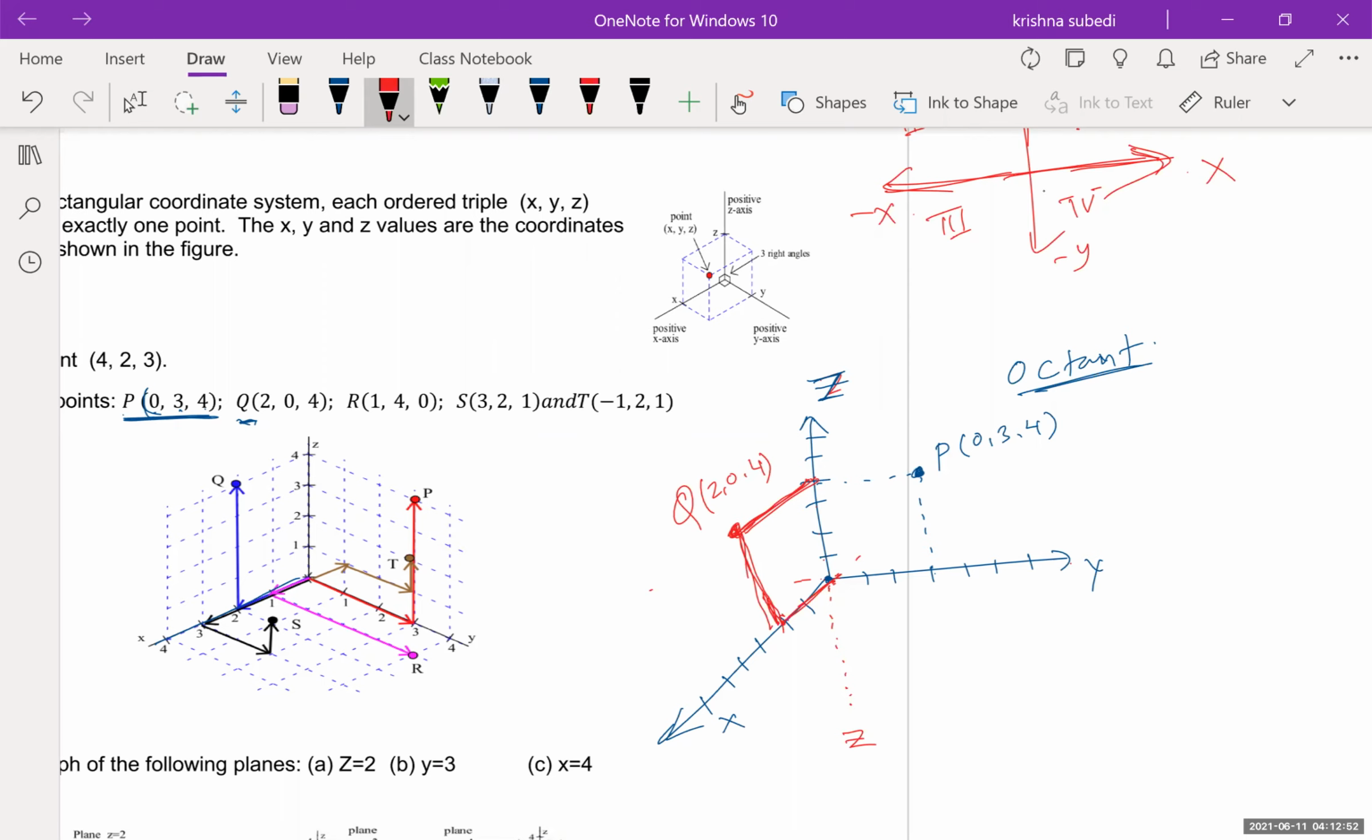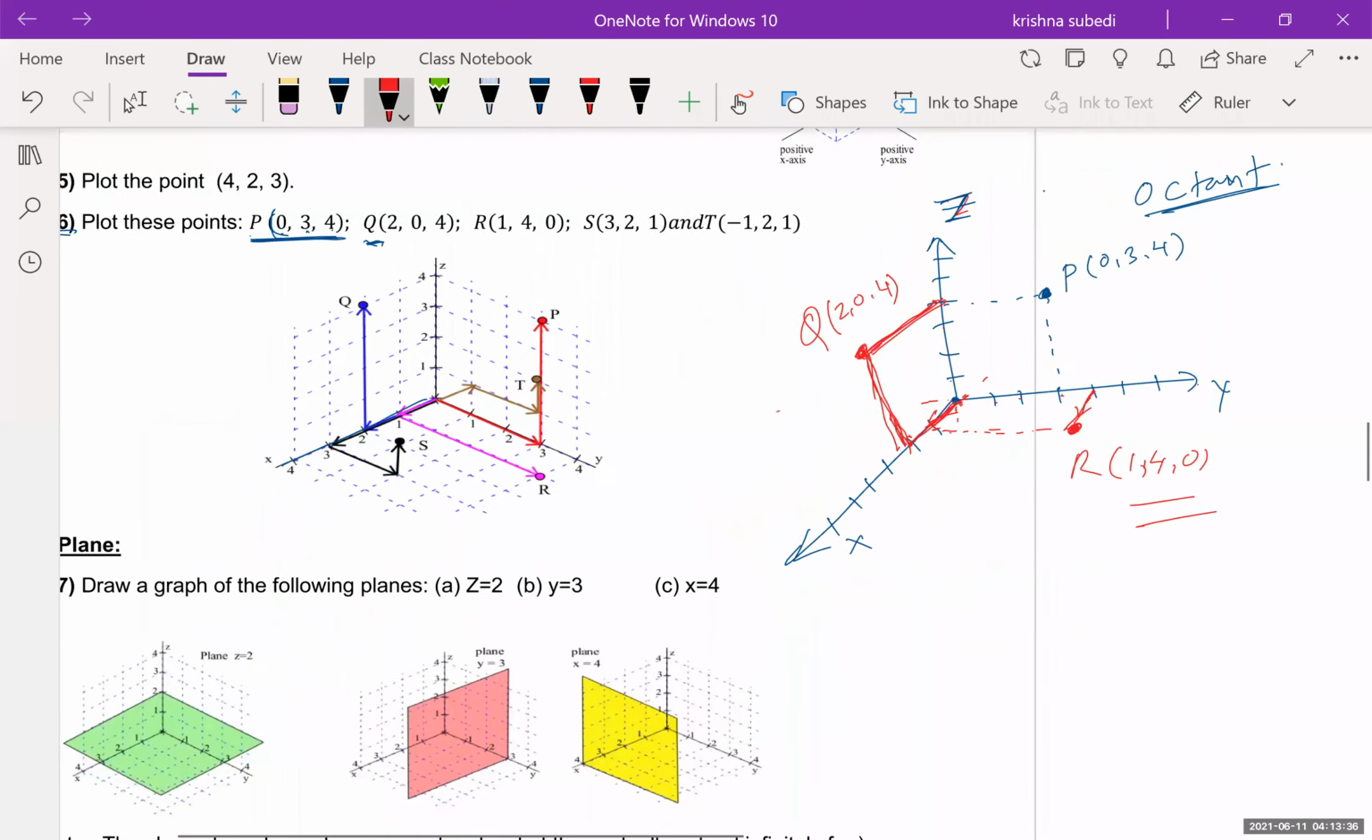And in the same way, you can draw the other points. R is 1, 4, 0. X is 1. Y is 4. Okay, let us draw that as well. X is 1, positive 1. Y is 4. So 1, 2, 3, 4. So this will be, when I draw the line parallel to this one and this one parallel, so this is the point. Z is 0, therefore this is the point. This is your R, 1, 4, 0. So that's how we plot the points.